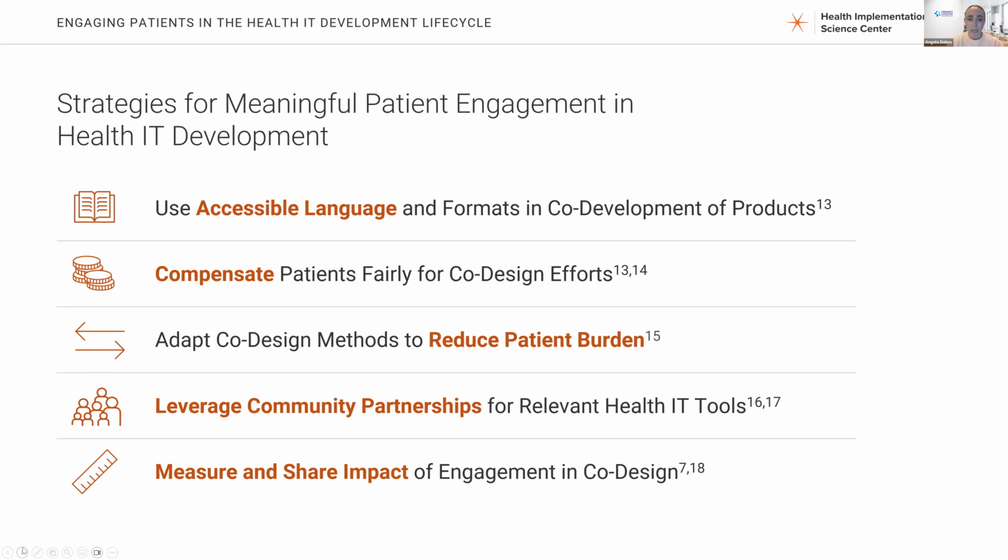It's also important to leverage strong community partnerships with trusted organizations to help ensure tools remain relevant and useful. And finally, measuring and sharing the impact of engagement creates opportunities to ensure continuous improvement, again, throughout this entire life cycle. And really, in combination, these strategies ensure that patient engagement is not a checkbox, but a pathway to meaningful, lasting engagement.